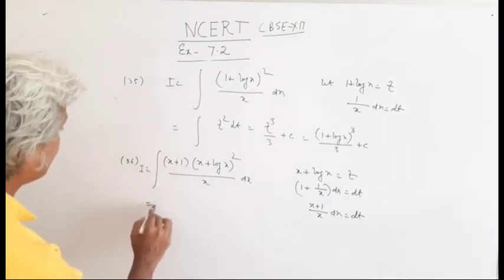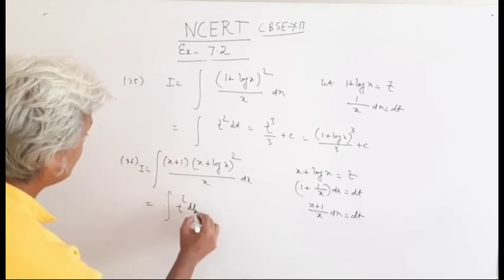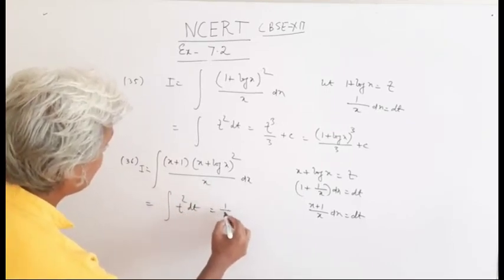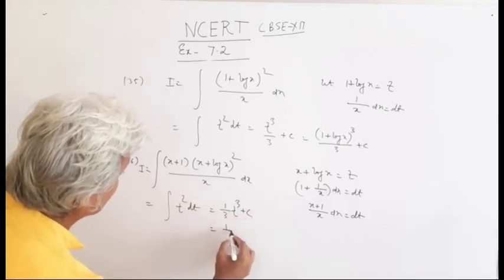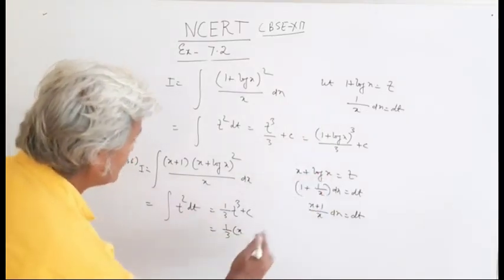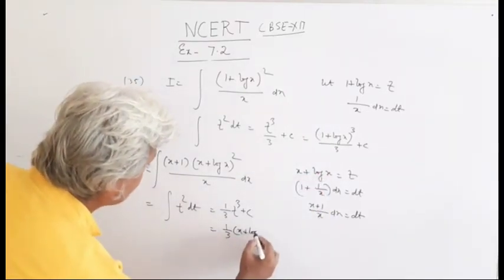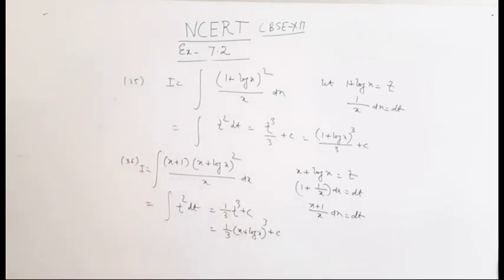So the integral now becomes just t square dt, that is 1 by 3 t cube plus c. At the place of t you write this value, which is x plus log x. So (x plus log x) whole cube by 3 plus c. This is question number 36.